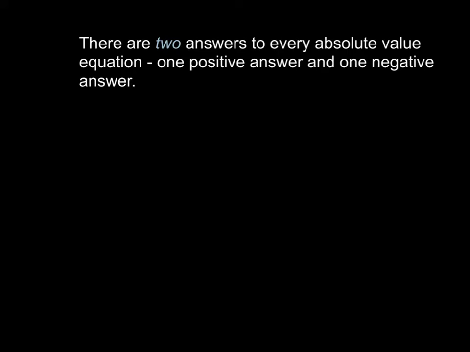I want you to remember the definition of absolute value. The definition of absolute value is the distance between that number and 0 on a number line. So if I ask you for the absolute value of 3, you would say 3 is 3 places away from 0 on a number line. If I ask you the absolute value of negative 200, you would say 200, because negative 200 is 200 places away from 0 on a number line.